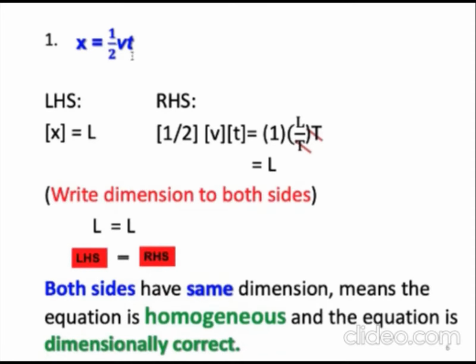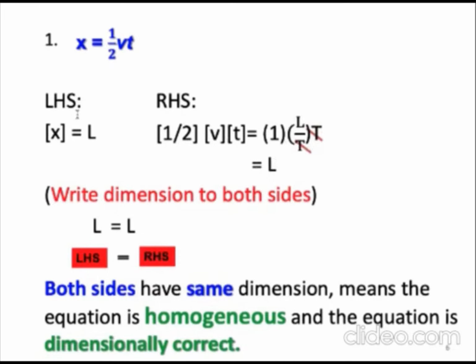For the right-hand side, there are three symbols here, which are half as a constant, v and t. So we will check dimension of half, dimension of v, and dimension of t. Because half is a constant, all constant values have dimension of 1. Dimension of v here is a speed, so speed is distance over time, so it will be L over T, length over time. Dimension of time is capital T. We can cancel the T and we will obtain the right-hand side is L.